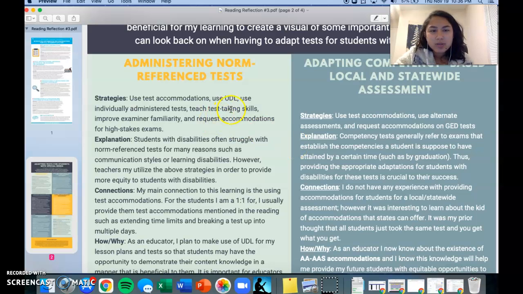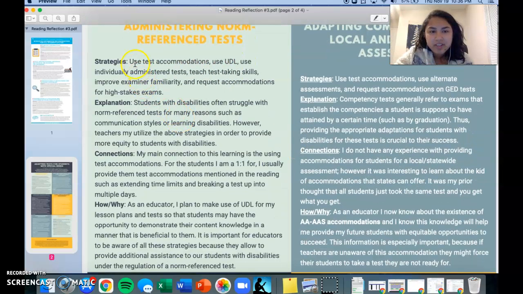So first, administering norm reference tests. Strategies include using test accommodations, using UDL, using individually administered tests, teaching test-taking skills. This was something that I really enjoyed because I feel that most teachers just assume that students know how to take tests, but taking tests is an art. Improving examiner familiarity and requesting accommodations for high-stake exams.